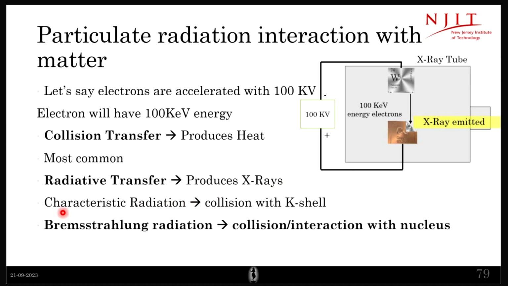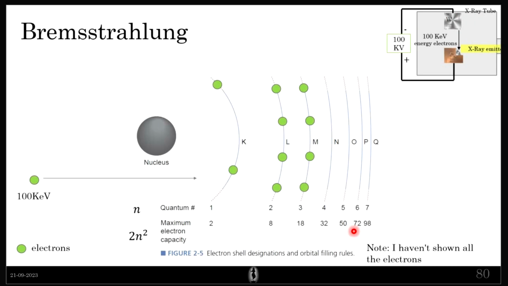Okay, so we saw characteristic radiation, that's a collision with mostly K shell. Now we'll see what is called Bremsstrahlung radiation or braking radiation. Again coming back to the same diagram, we have supplied a 100 kilovolt potential difference to the cathode and anode, and because of this potential difference there's the electron which is emitting from the cathode to the anode with the energy of 100 kilo electron volts.